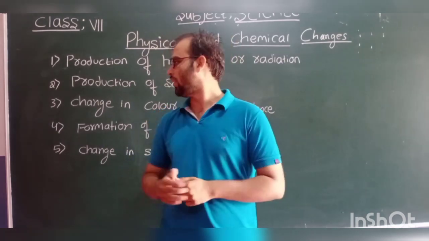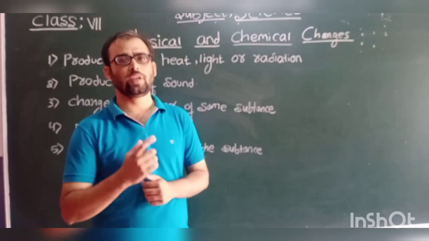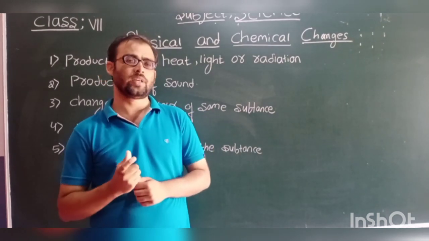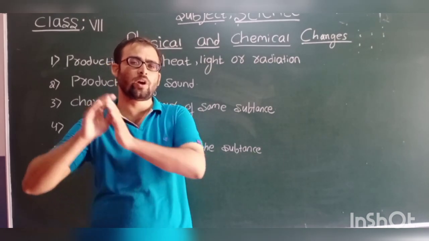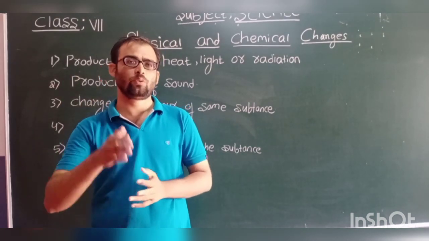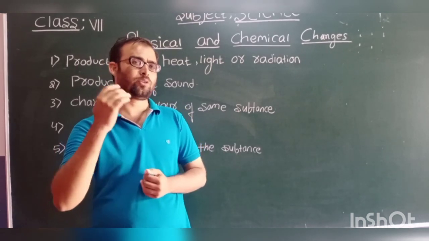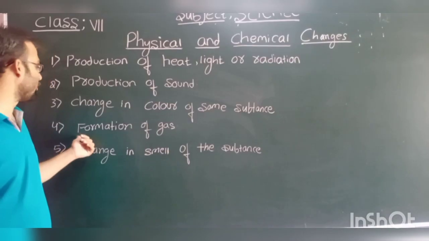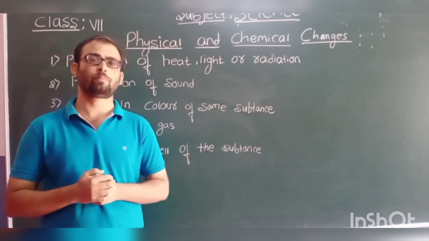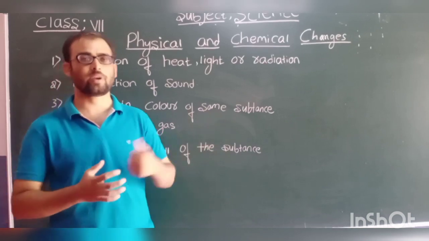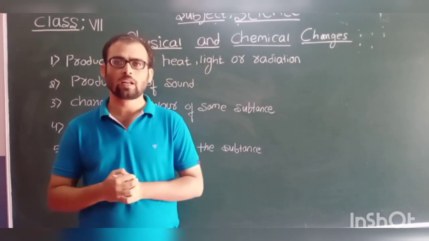Now look at the third one, that is change in color of some substances. You might have observed that whenever you cut raw vegetables or fruits and keep them aside for some time, you see a brown coating on the fruits. It is also due to chemical reactions. The fourth one is formation of gases. Let us take the same example. Burning crackers is also a kind of chemical reaction, and when the crackers are burnt, many gases are produced.